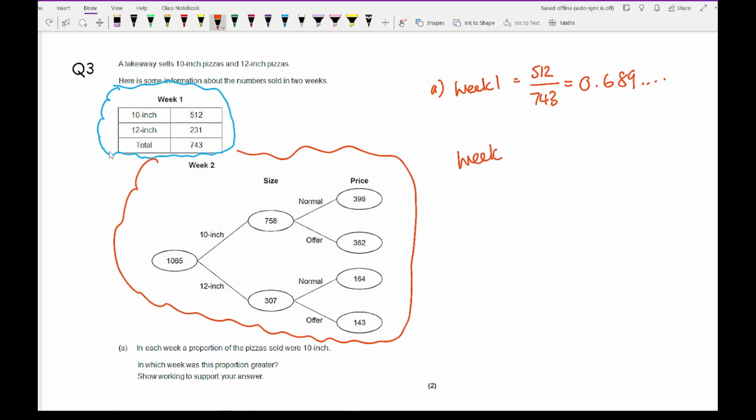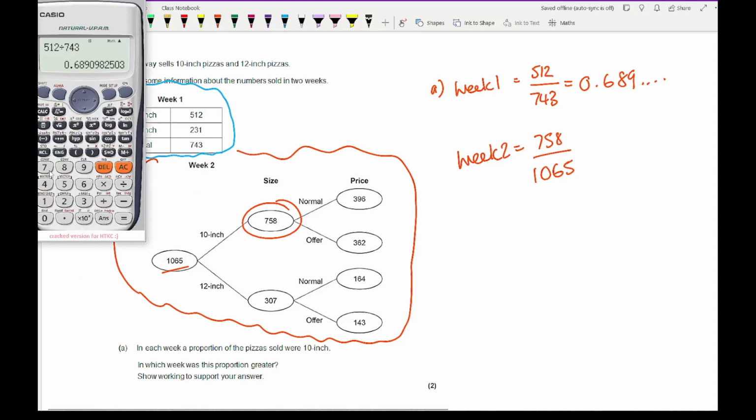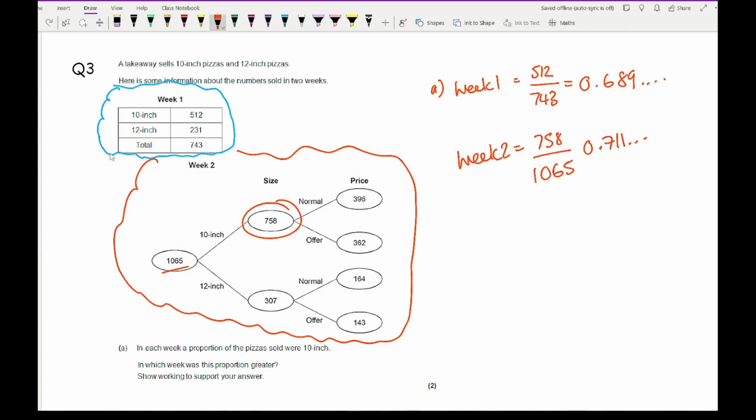Now in terms of week 2, again, I look at how many 10-inch pizzas were sold. Well, 10-inch pizzas sold was 758. How many were sold in total? Well, that's going to be 1065. So again, if I convert that into a decimal, so I've got 758 divided by 1065 gives me an answer of 0.711. Now in terms of which one's greater, well, week 2. So week 2 sold more. And there we go.